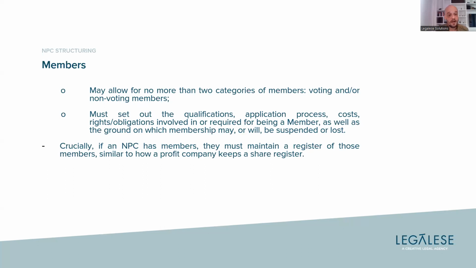Your MOI must also set out the qualifications, application process, costs, rights and obligations that are involved in or are required for being a member, as well as the grounds on which the membership may or will be suspended or lost. Very importantly, if an NPC has members, you need to keep a register of those members, similar to how a profit company keeps a share register.